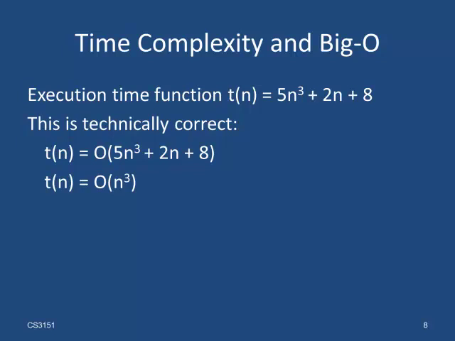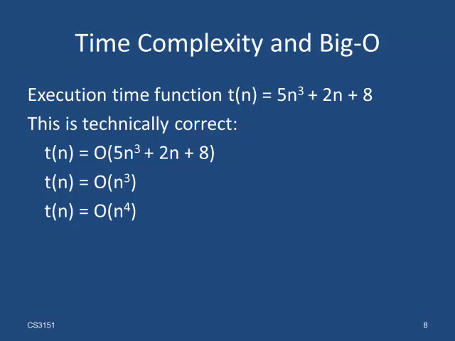Which big-O expression should you use? Well, you should pick the most simple expression, which is n cubed in this case. Now recall that the big-O notation is an upper limit of the growth rate. The function t grows less than n to the 4, and therefore it is also technically correct to say that t of n is equal to O of n to the 4.